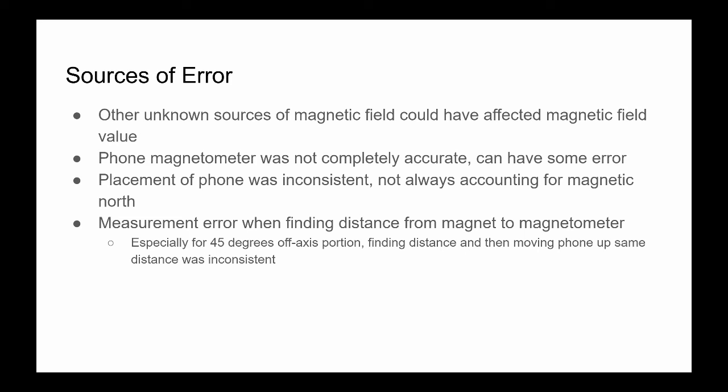But this is because of some sources of error, such as unknown sources of magnetic field. The magnetometer on the phone was possibly not completely accurate. The placement of the phone could have been inconsistent, so some human error. And there could have been measurement error when finding the distance from the magnet to the magnetometer. So for the 45 degrees portion, the distance could have been inconsistent when we moved it up compared to left and right.